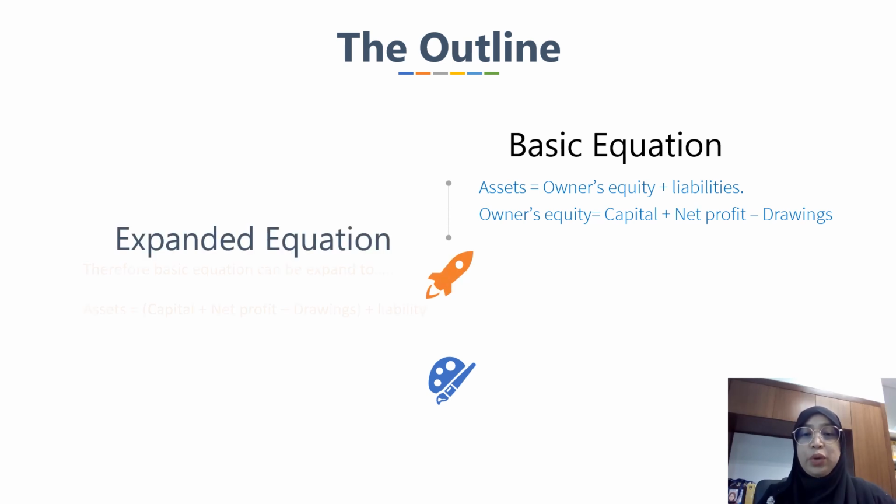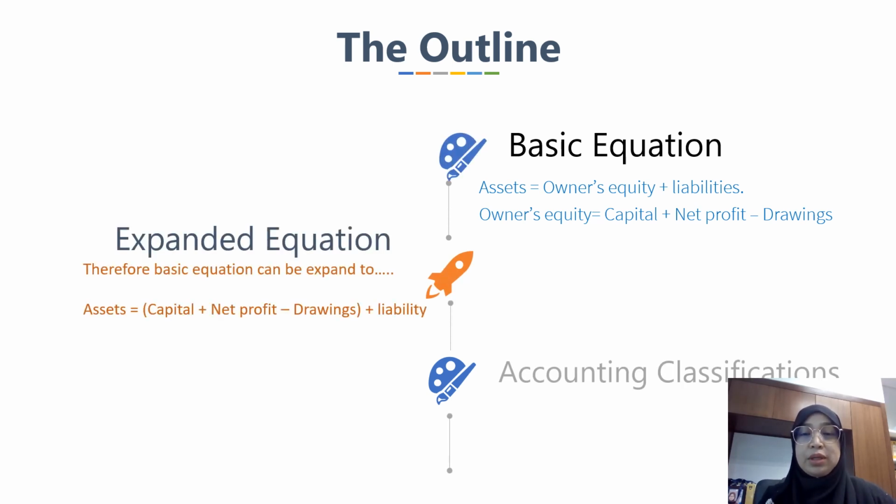Okay, basic equation. The basic equation consists of assets equivalent to owner's equity plus liabilities. How do we calculate owner's equity? Owner's equity is equivalent to capital plus net profit minus drawings. So this equation we can actually expand. Alright, this is the basic equation.